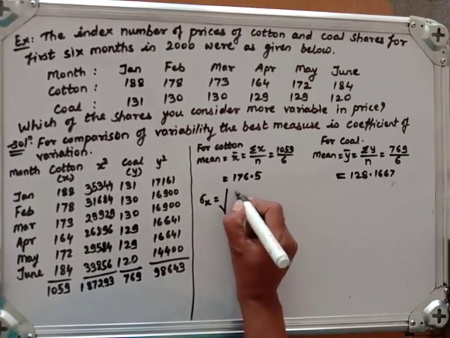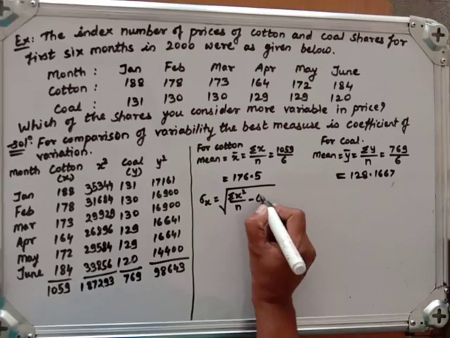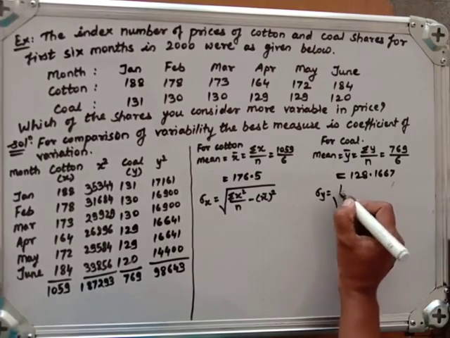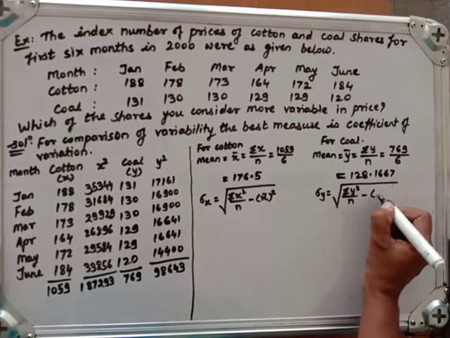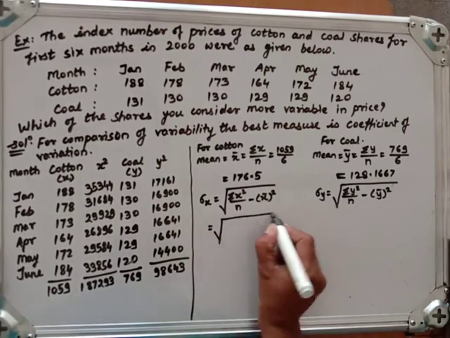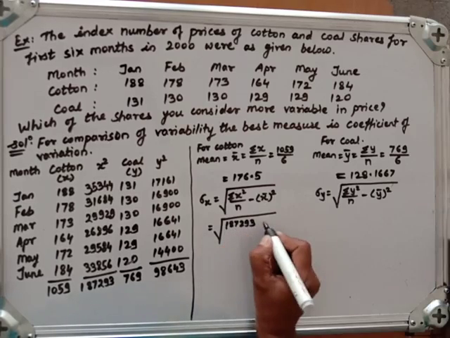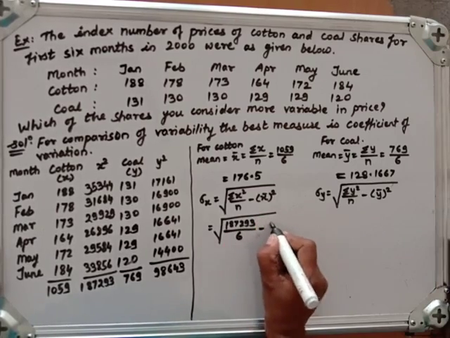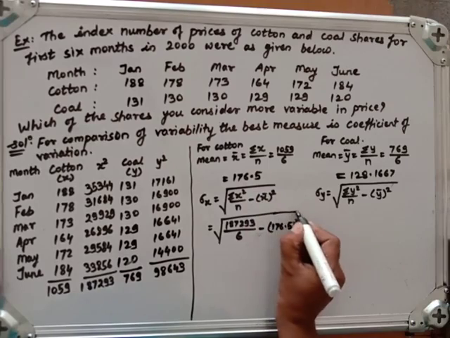So it will be the square root of summation x square upon n minus x bar square. Here sigma y is the square root of summation y square upon n minus y bar square. So let's substitute the values here. What we get is 1,87,293 upon n. N means 6, minus x bar square, which means 176.5 its square.